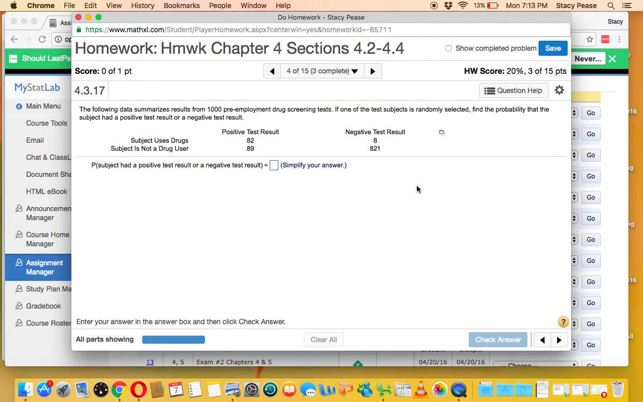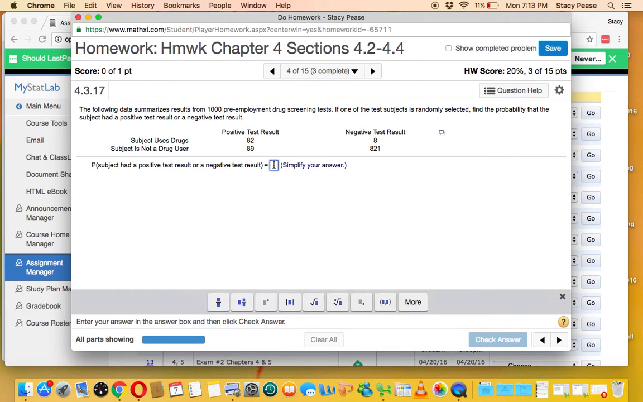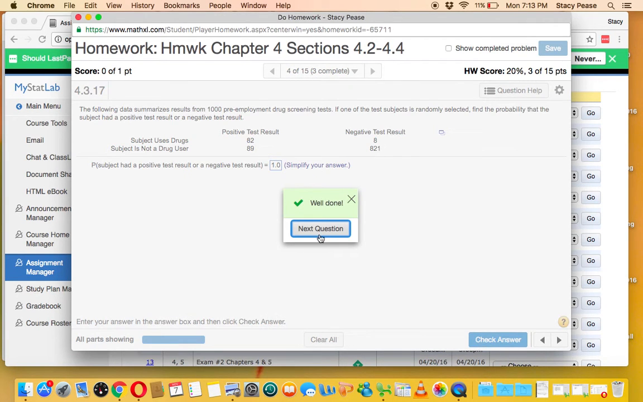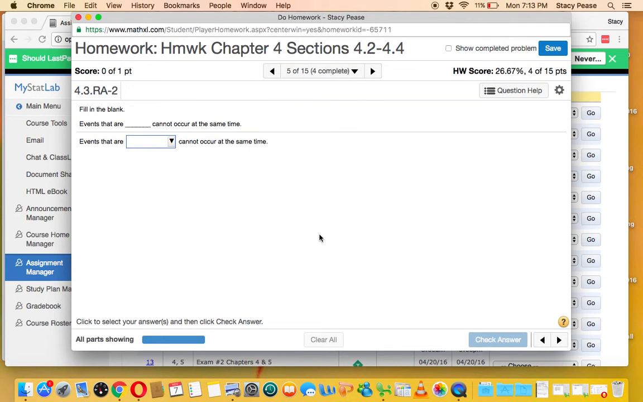Let's look at this. There's only two options, that they're either going to test positive or negative. So there is a 100% chance that the person is going to either have a positive test result or a negative test result. Similar to the last question, if you know it's a 100% chance of that happening and you divide that by 100 to turn it into a decimal, you'd find out that this is 1.0, which means that it's absolutely certain that the subject will either have a positive test result or a negative test result. And let's check our answer. Great. Okay. Let's move on to the next question.